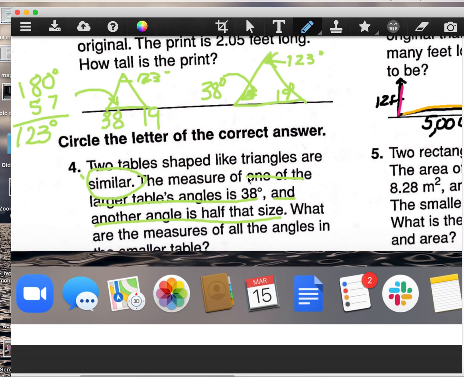So check your answers there. We'll go over the other ones. I want you to think a little bit and walk through these, and we'll practice them a little bit more.